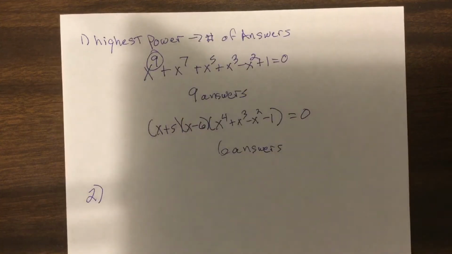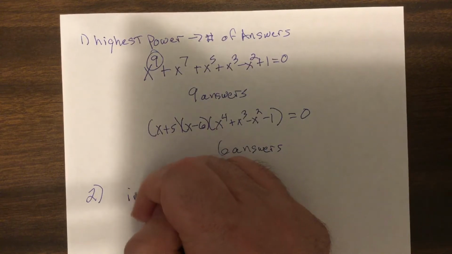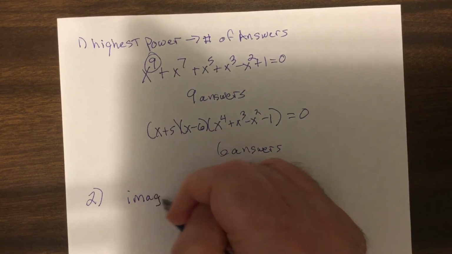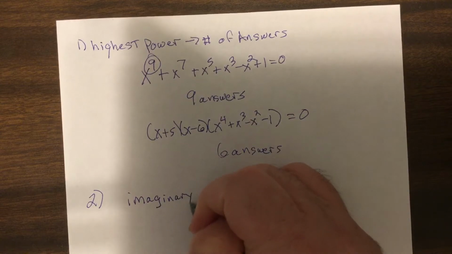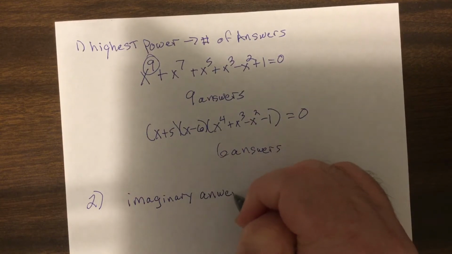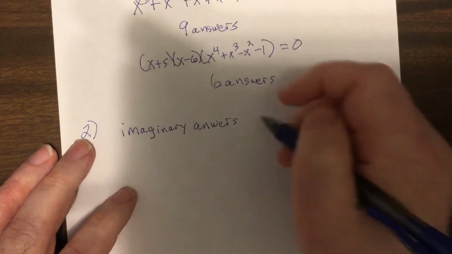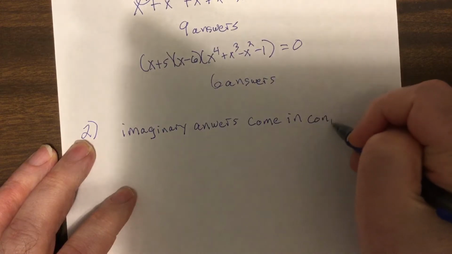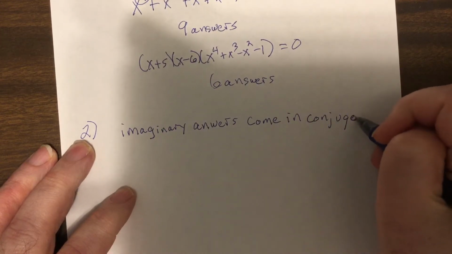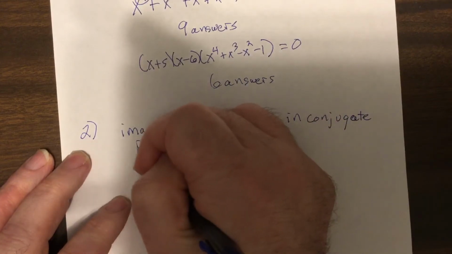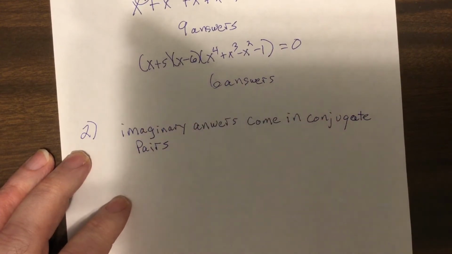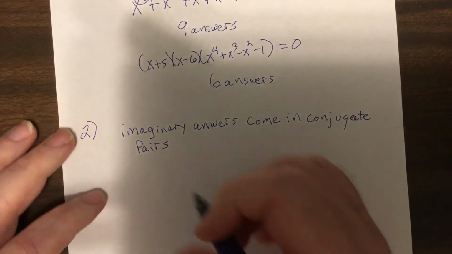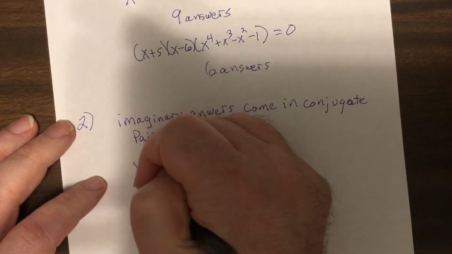Okay, rule number 2, which we've actually already talked about, is that imaginary answers come in conjugate pairs. This is because, well, let's look at this problem.